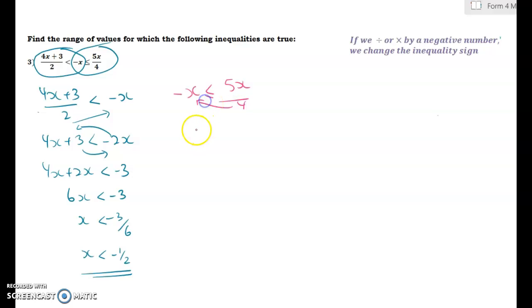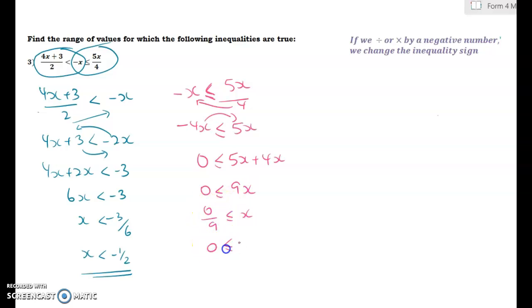Multiplying by 4, I'll get minus 4x is less than or equal to 5x. Now, the 4 here is a positive, the 2 here was a positive, so I did not need to change my inequality signs. So now, minus 4x is less than or equal to 5x simply means I'm sending this over and leaving a 0 here. So I get 4x plus 5x, I get 9x, send over the 9 if you wish. So 0 is less than or equal to x, which is the same as saying x is greater than or equal to 0. The end of my second part.